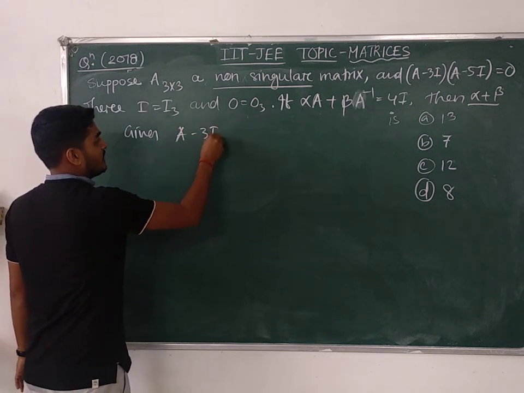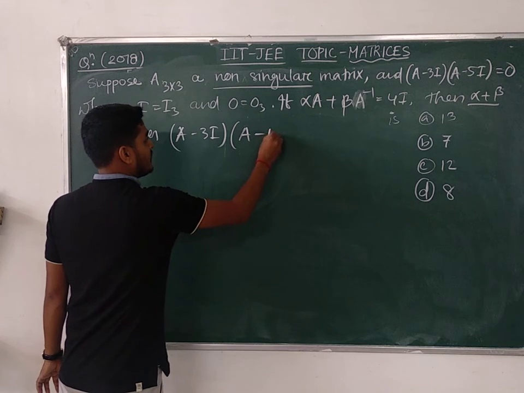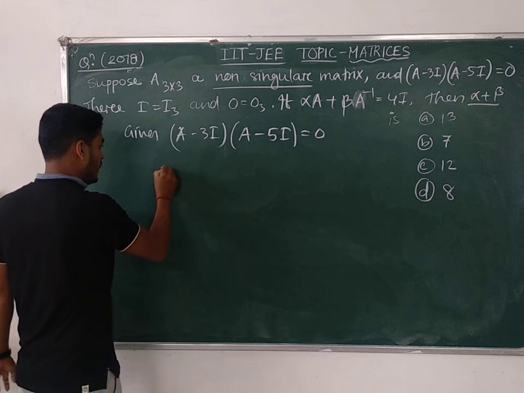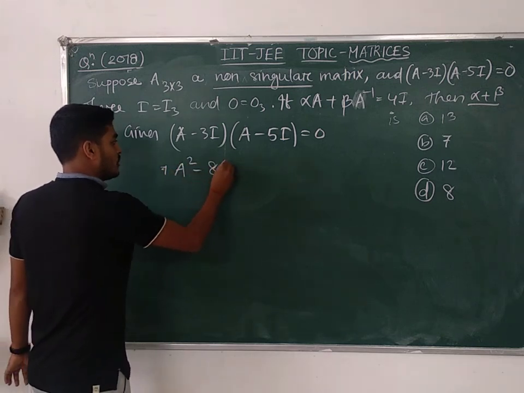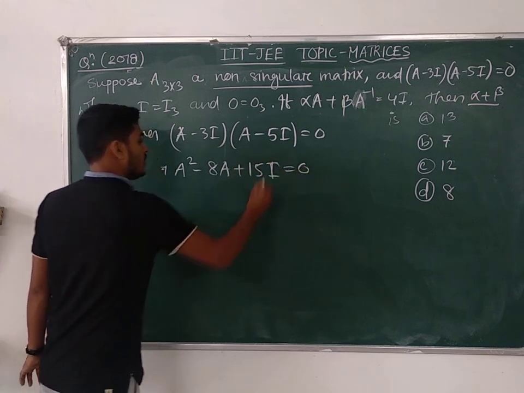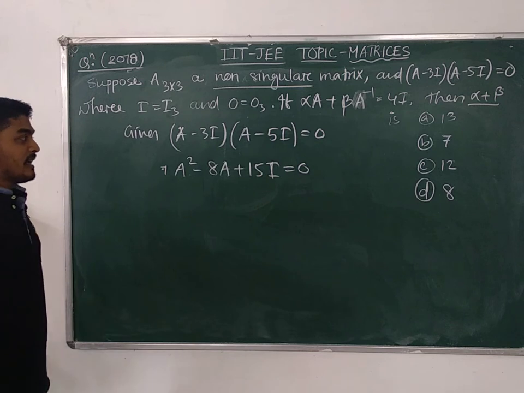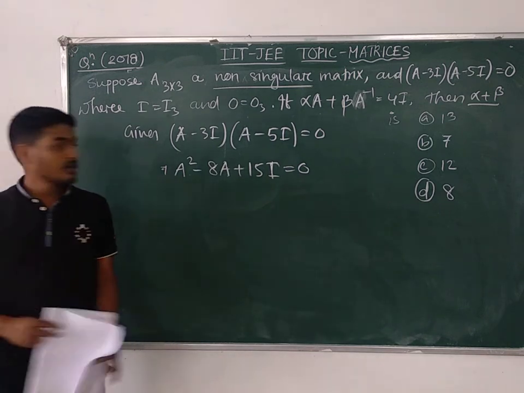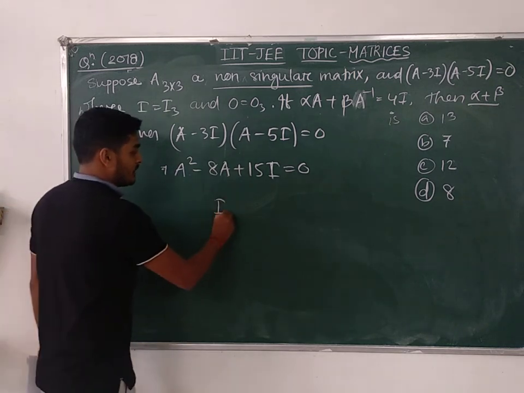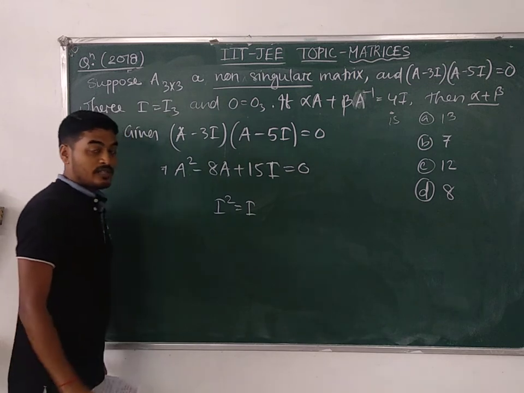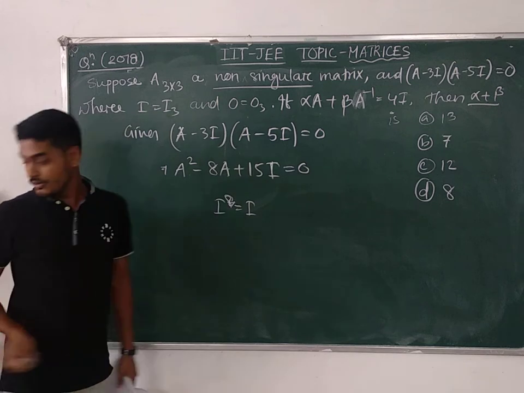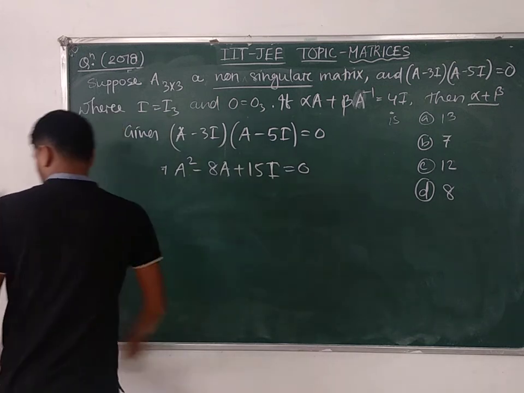(A minus 3I) into (A minus 5I) is equal to the 0 matrix. It is already given. After simplification, we will have A square minus 8A plus 15I equal to 0. Try to simplify. Remember, I square is itself equal to I. Square, cube, or any power of an identity matrix is always equal to an identity matrix. Now what will you do?